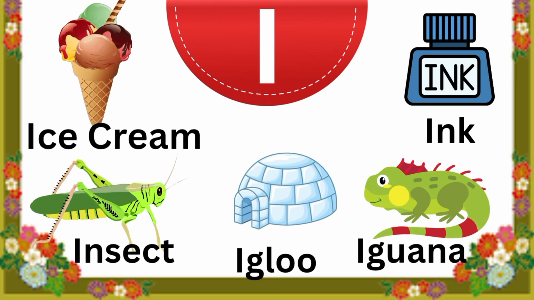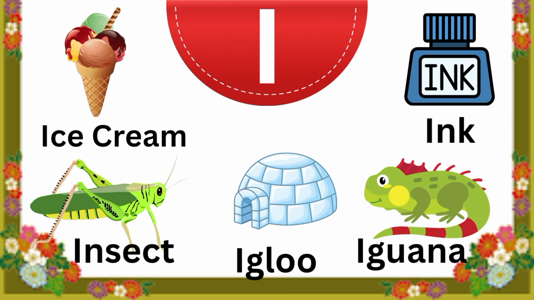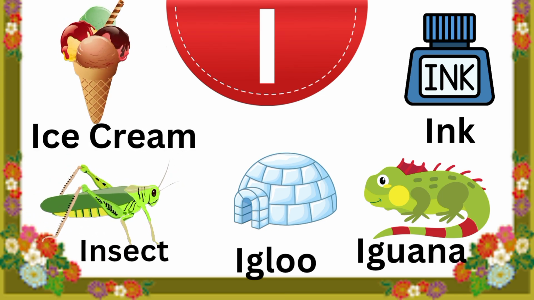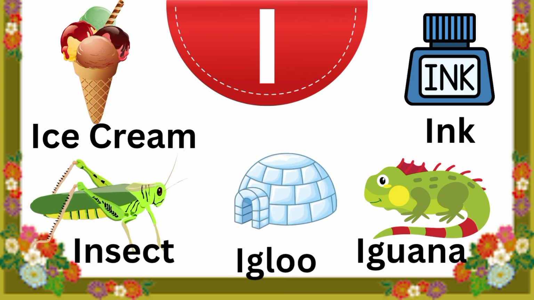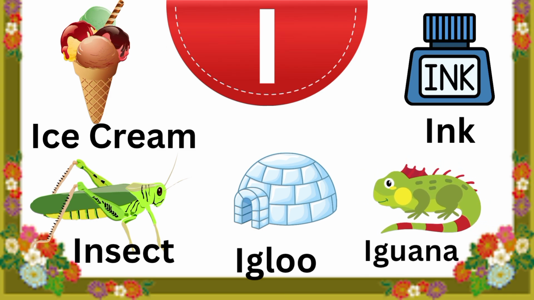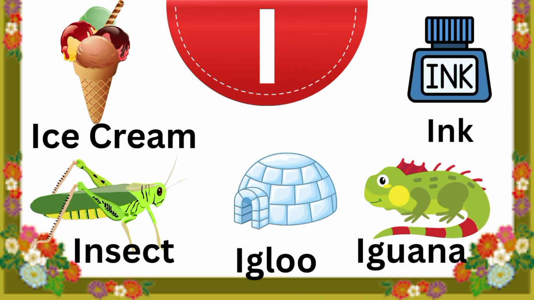I is for ice cream, ice cream. I is for insect, insect. I is for igloo, igloo. I is for iguana, iguana. I is for ink, ink.